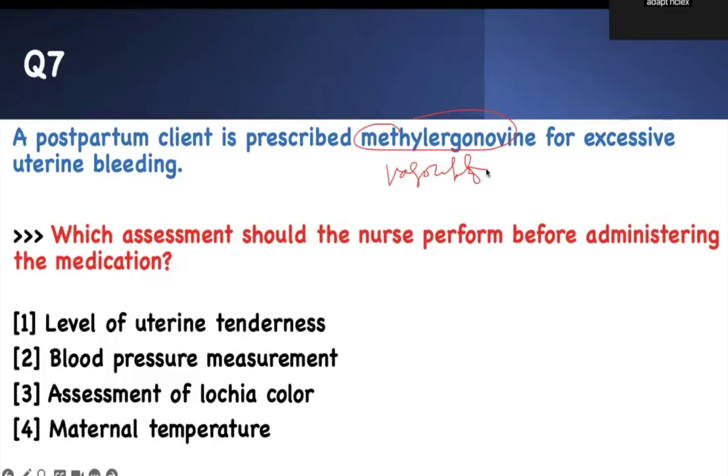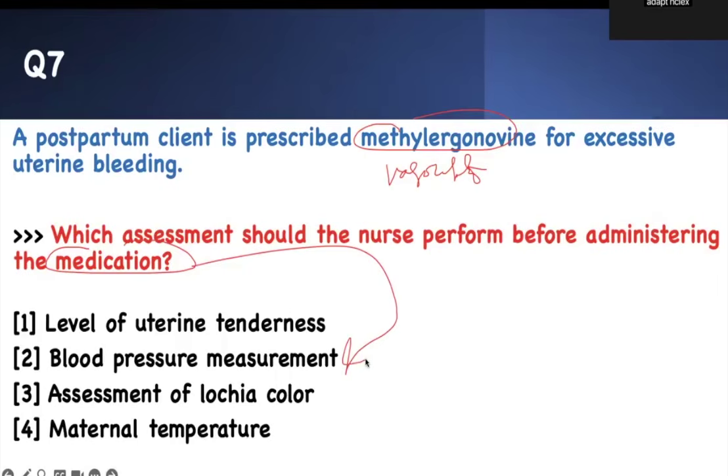Level of uterine tenderness is about bleeding, but the question is not asking about bleeding. It's asking about what? Medication. This is how you can miss the point if you focus on the wrong information in the question. The question says, prescribed what? Methylergonovine. And then the last portion said, assessment should be performed before giving what? Their medication. Therefore, the answer choice has to be related to the medication.